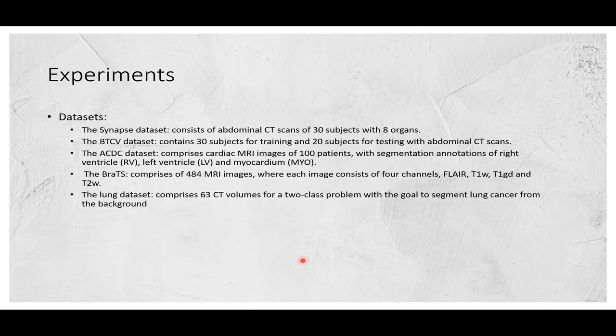The datasets used in this paper, we have 5 datasets. The Synapse dataset consists of abdominal CT scans of 30 subjects with 8 organs, and we have the BTCV dataset with 30 subjects for training and 20 subjects for testing with abdominal CT scans, and the ACDC dataset that is a cardiac MRI of 100 patients, and the BRaTS dataset, and the Lung dataset comprises 36 CT scan volumes for a two-class problem, with the goal to segment lung cancer from the background.